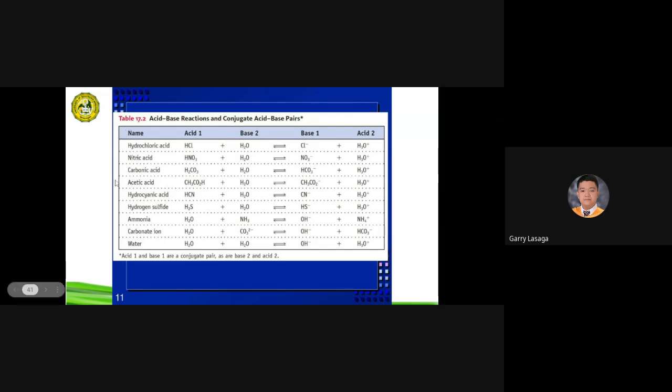So for example, we have our HCl. HCl plus water is equal to chloride ion plus hydronium ion. So an acid donates its H plus to water. Water is a base because it receives the H plus. Water will now form hydronium ion, or H3O plus, because it gains a proton. And Cl minus is produced after our HCl loses a proton. So this is our conjugate base, and this is our conjugate acid.